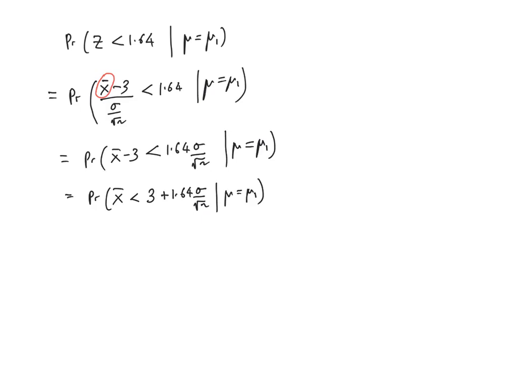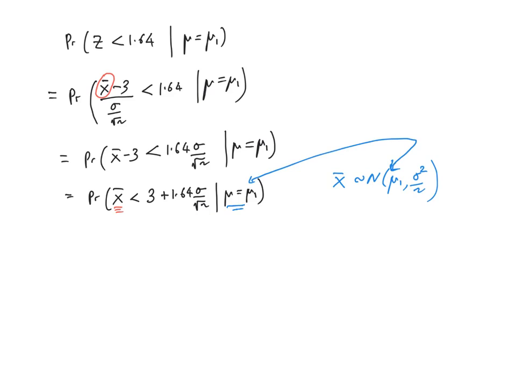Now, does that help us? Well, it does, because we have now got x bar as, if you like, the subject of this. But what do we know about x bar? We know that x bar follows a normal distribution with mean mu1 and variance sigma squared over n. Why do we know that? Well, we've already worked out what the distribution of x bar is, and here we're conditioning on the fact, we're assuming, that the underlying random variable mean mu is mu1. So we're actually making use of that assumption. X bar is normally distributed with mean mu1 and variance sigma squared over n.